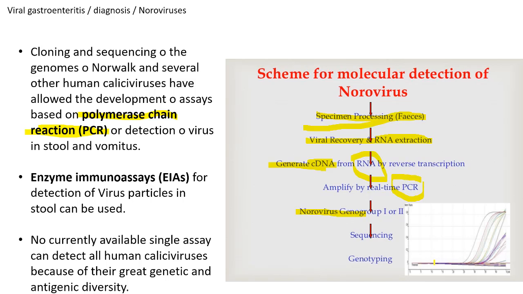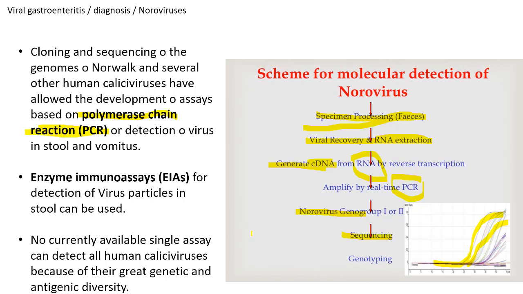If the virus is there, then you will start seeing those curves indicating that viral RNA was there and it generated complementary DNA and it was amplified to give those curves there. And afterwards, you can take this complementary DNA and sequence it to know what subtype of norovirus you're dealing with.